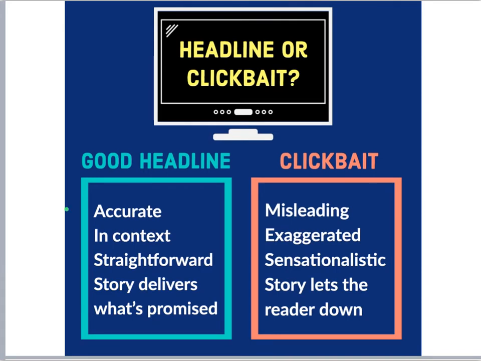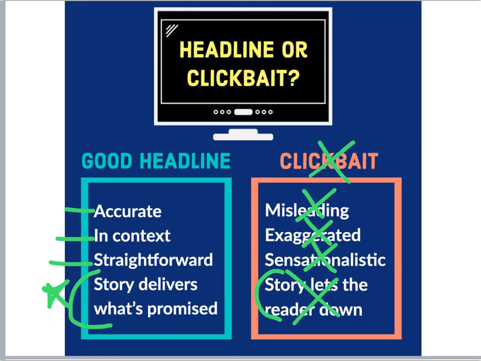Okay, good headlines are accurate, good headlines are in context, good headlines are very straightforward, and the story delivers what the headline promises. This is really important, okay? Whatever you say in the headline, the story is going to back that up. As opposed to clickbait, which may be misleading, it may exaggerate what's going on, it may be sensationalistic, and when you get to the story, it's a real letdown because the headline promised you something, wow, and the story really isn't. So don't do clickbait. Clickbait is bad.